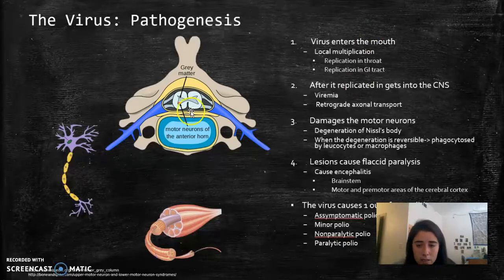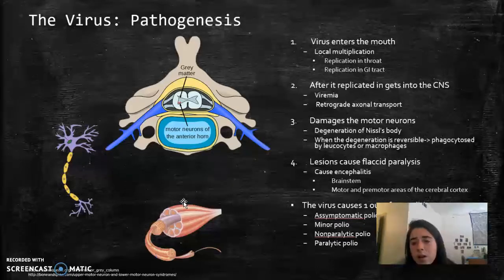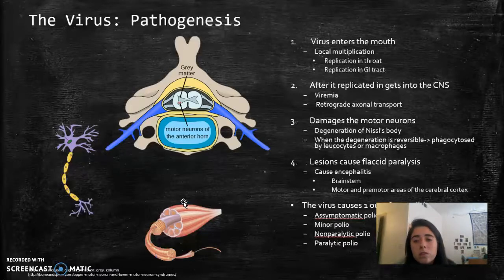So these neurons reside in this anterior horn here, and this poliovirus somehow gets into the axon here, travels backwards, and replicates and damages the neurons. Now, this interferes with this highway of transportation between the spinal cord and your muscles because they send chemical signals, and this is damaged. This is because of the degeneration of the Nissl body, and when this degeneration is reversible, phagocytosis occurs by the leukocytes and macrophages. Now, these lesions in this anterior horn cause flaccid paralysis.